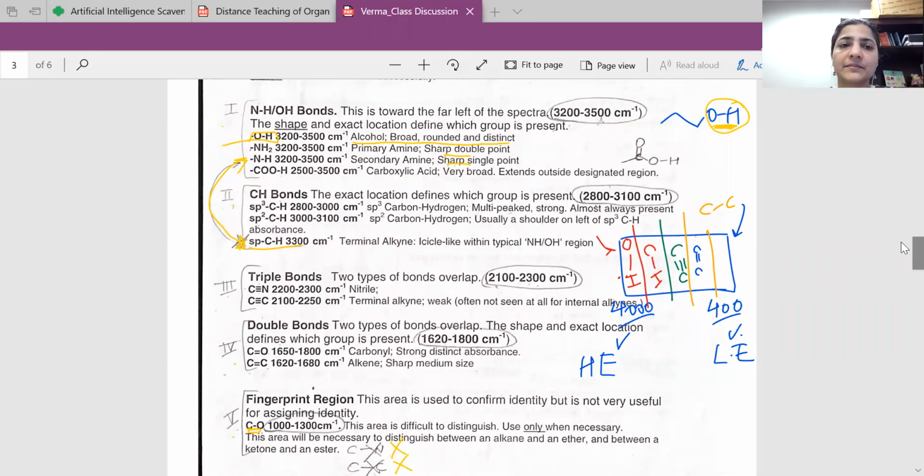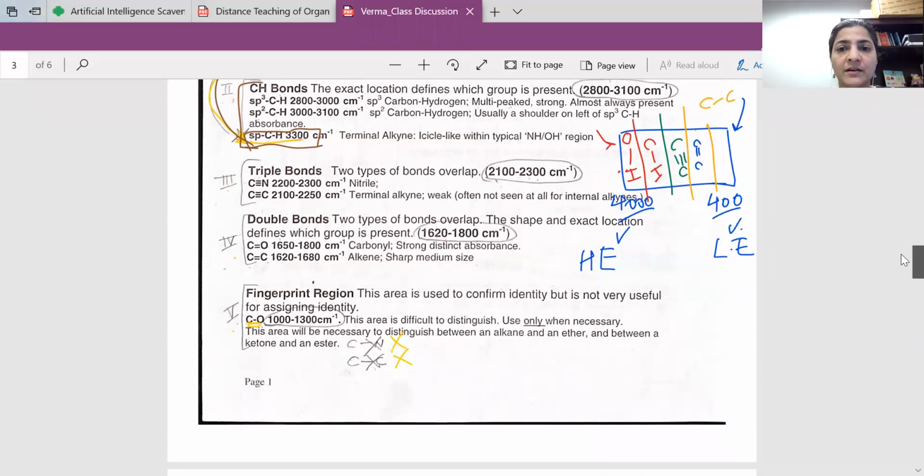If you look on your packet, these are the 5 regions and their respective frequency values that you need to memorize for this course. I also want to point out that your sp carbon-hydrogen bond belongs to region 1 but has been grouped with all the CH bonds. This frequency value in the bold numbers, this is what we are going to use for our class.